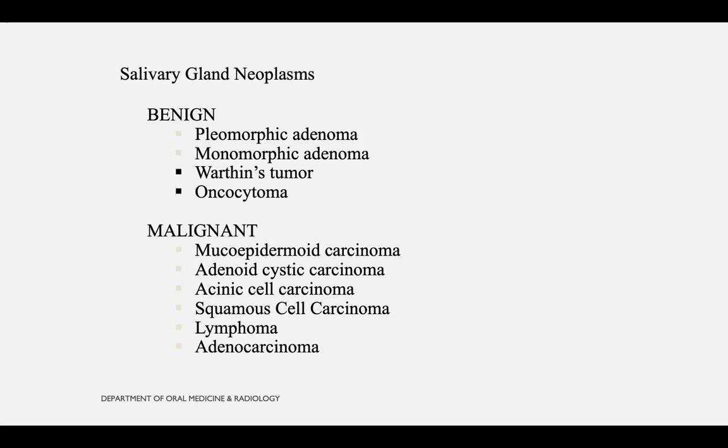Salivary gland neoplasms are the last category in the classification of the salivary gland disorders, which can be broadly grouped into benign and malignant conditions. The benign salivary gland neoplasms include the pleomorphic adenoma, which is the most common, followed by the monomorphic adenoma, Warthin's tumor, and oncocytoma. The malignant tumors are mucoepidermoid carcinoma, adenoid cystic carcinoma, acinar cell carcinoma, squamous cell carcinoma, lymphoma, and adenocarcinoma.